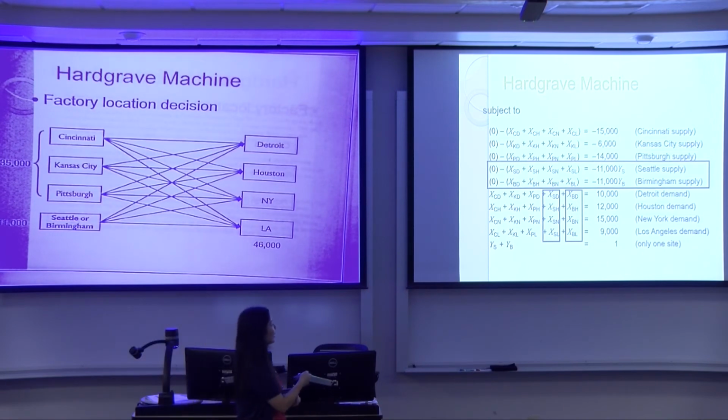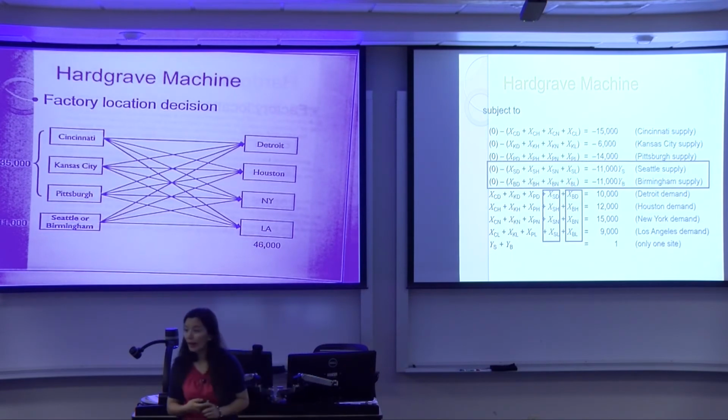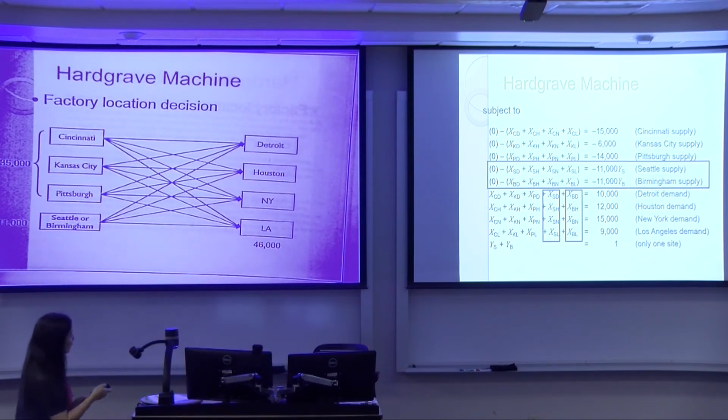Yeah, that's the supply from that plant. So that is negative 15,000, okay? So we do the same for Kansas City and Pittsburgh, okay? Then you have to be very careful about the new facilities, Seattle and Birmingham.